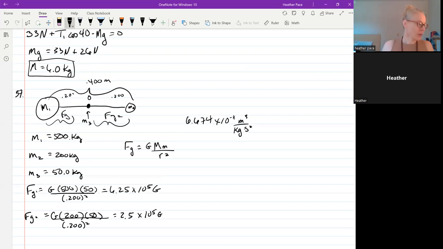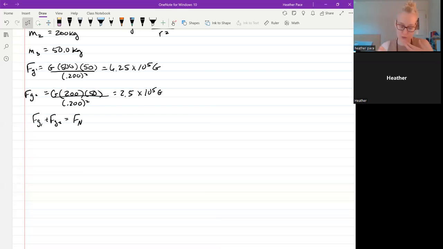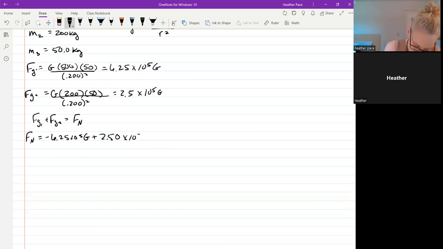So we can just call our origin right here. We can say that this is positive x and this is negative x. So we're going to add FG1 plus FG2 to get our net force. So our 6.25 times 10 to the 5g is then going to be negative 6.5 times 10 to the 5g. Net force, 10 to the 5g plus 2.5 times 10 to the 5g.